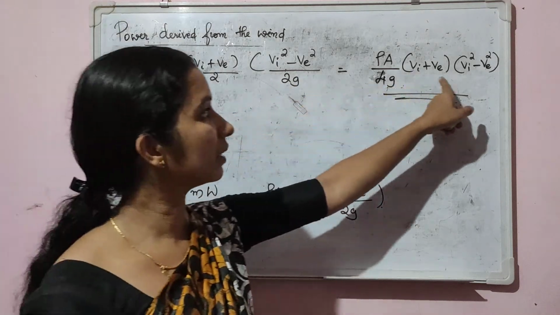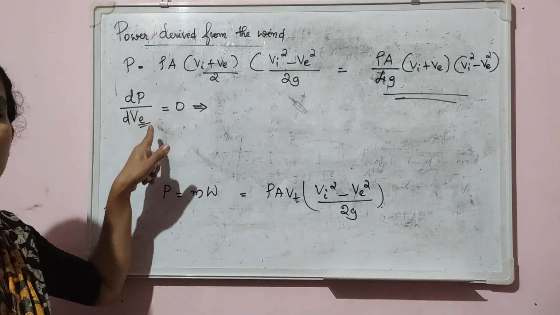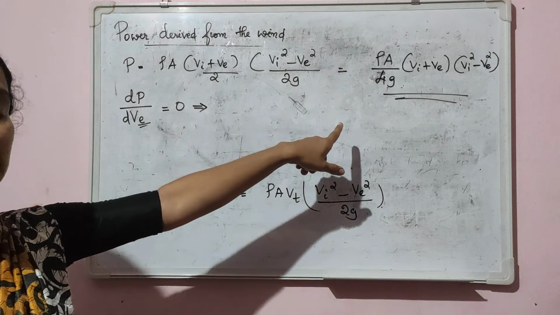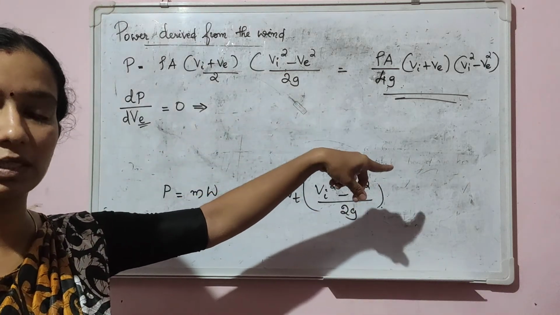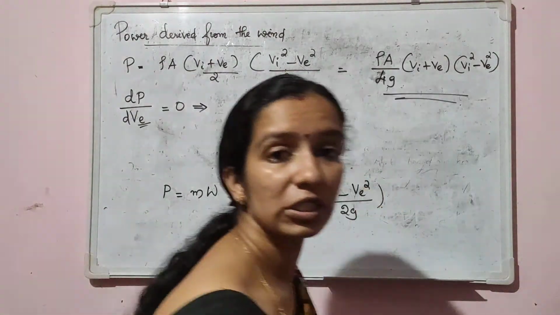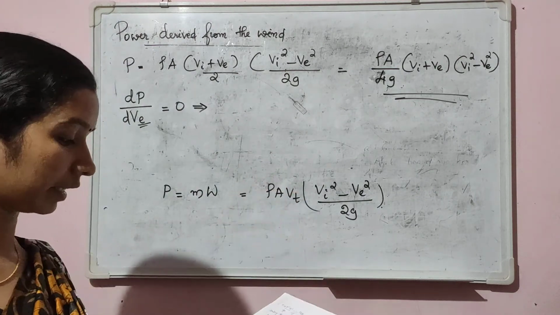So expand this and simplify the equation, and then differentiate it with respect to VE and equate it to 0, and find the final equation. So I am not deriving it. I am not going to simplify this term. You can do it by yourself. The derivation will be very lengthy. So let me write the answer here.